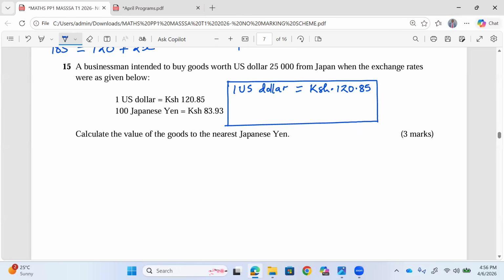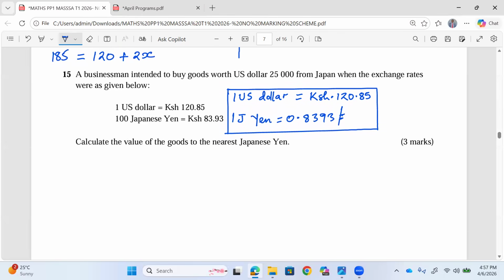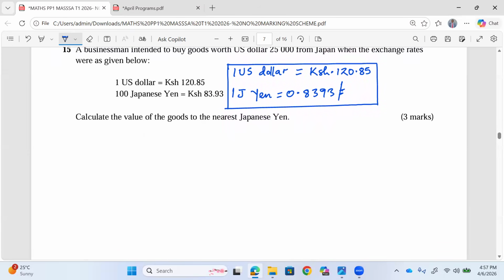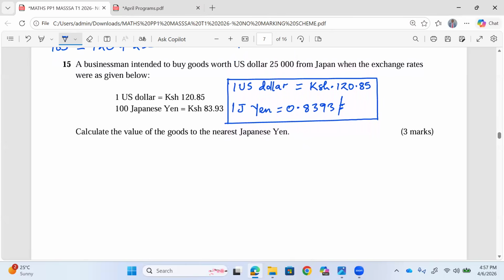You divide 83.93 by 100. So if 100 Japanese yen are equivalent to 83.93, then 1 Japanese yen shall be equal to 0.8393 Kenya shillings. So the rate of 1 Japanese yen now makes it simple because we were given 100 Japanese yen. It's good to simplify. Calculate the value of the goods to the nearest Japanese yen.